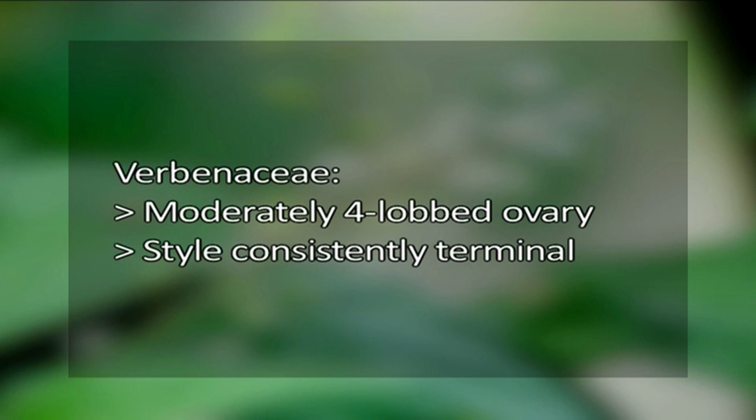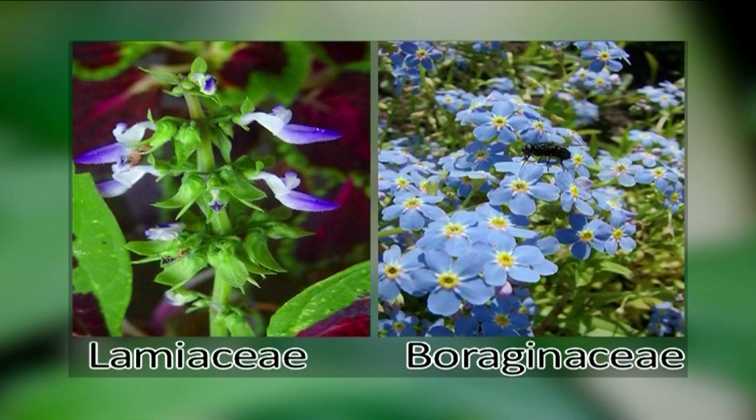consistently terminal. Although Lamiaceae and Boraginaceae have always been considered distinct, separate families, at the same time they share some characters like gynobasic styles. Both Lamiaceae and Boraginaceae have gynobasic styles. And also in both these families, the fruits have 4 separate nutlets. That is why in the majority of classification systems, they are placed very close to each other.